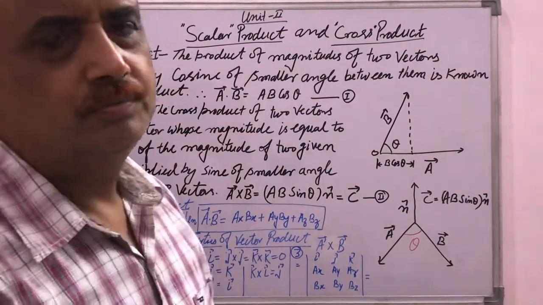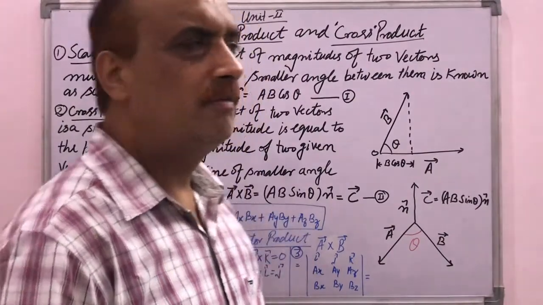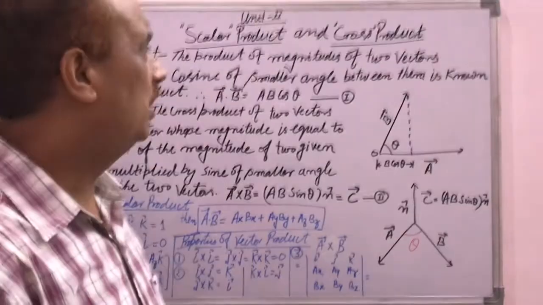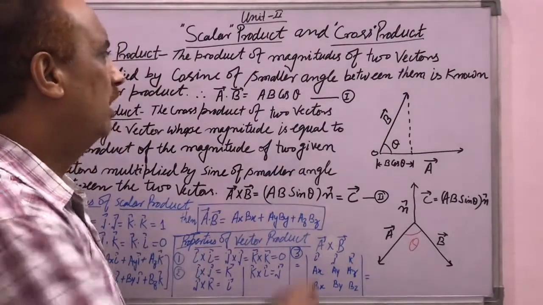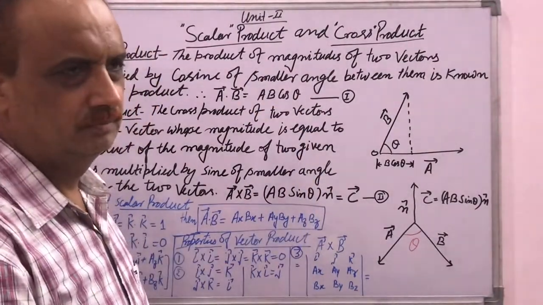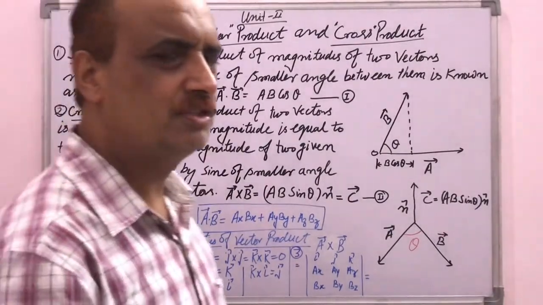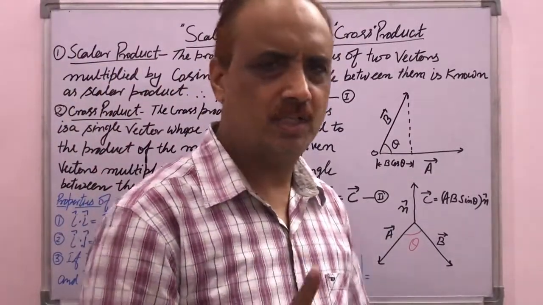In this video, today we will discuss the next part of Unit 2, that is scalar product and cross product and their properties also. So first of all, we have to start with the scalar product.